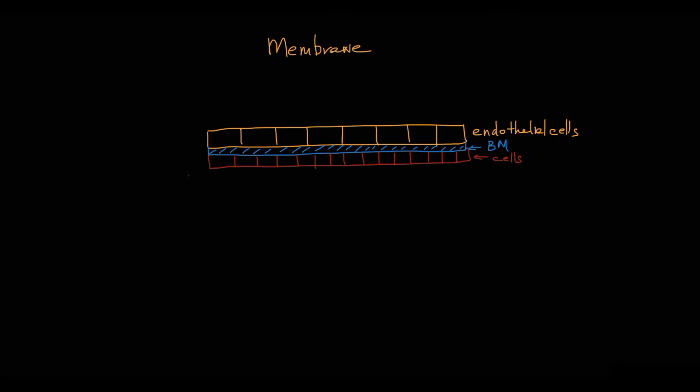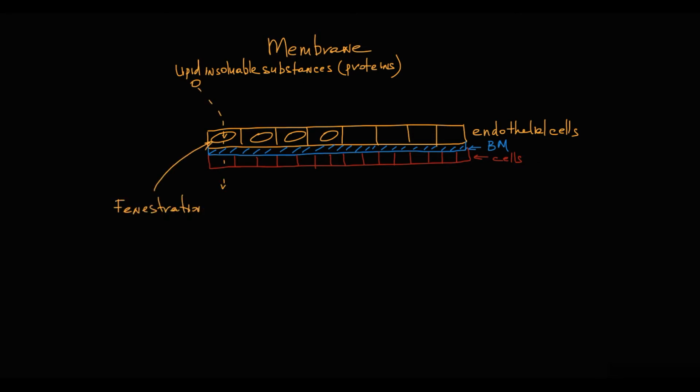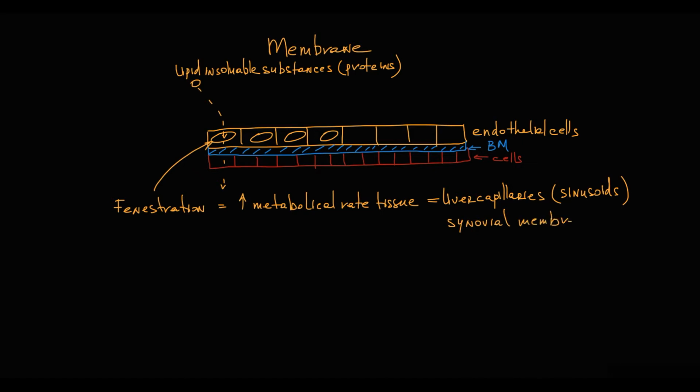Fenestration means that endothelial cells in capillaries have pores through which fluid and lipid-insoluble substances, such as proteins for example, can cross into the interstitial space. Such capillaries are located in tissues that have a very high metabolic rate. For example, fenestration is present in liver capillaries, which are called sinusoids, or in capillaries in the synovial membrane or in the glomerulus membrane. Also, the basement membrane can be present, or in some cases it can be absent.